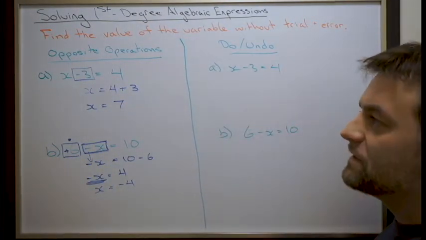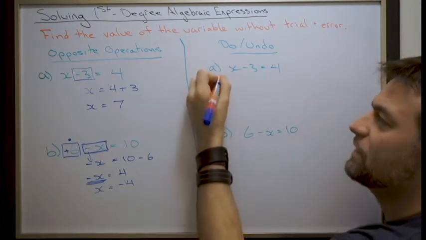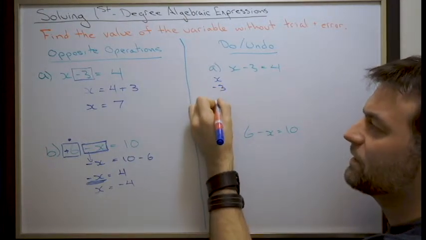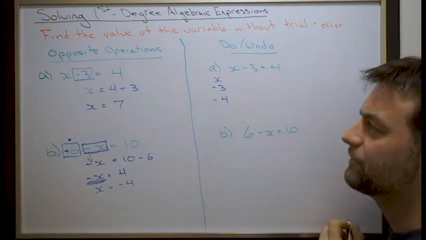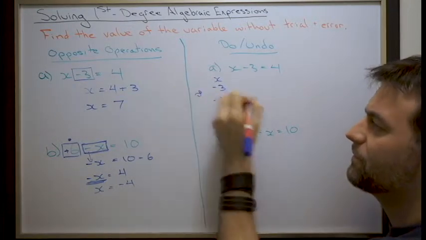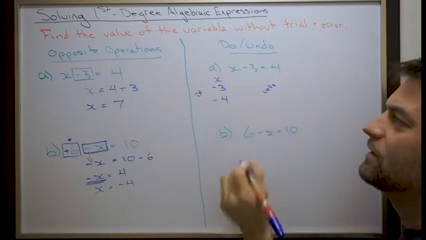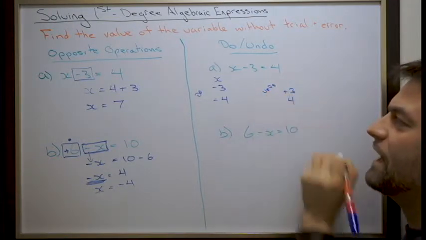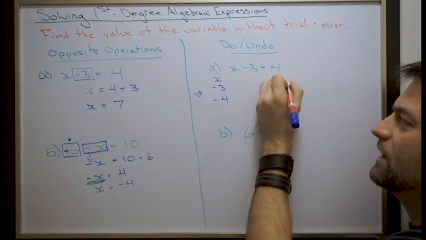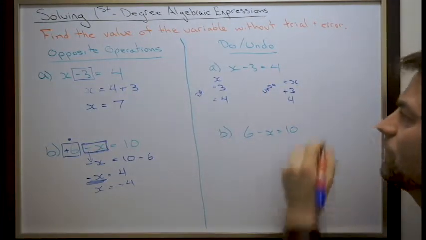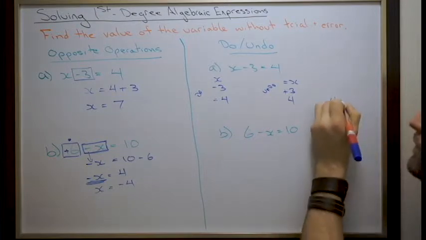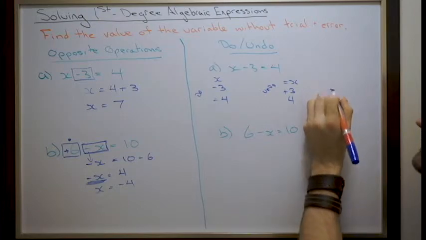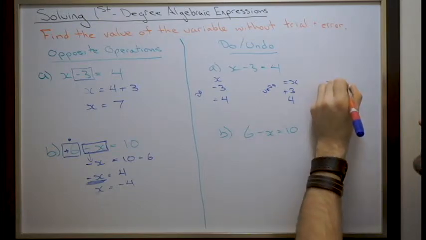If we take a look at this through the do-undo method, we would start with x, subtract 3, and get 4. So that's our do. To undo that, we would start with 4, do the opposite of everything, add 3, and then get our x. So, starting with 4, we would add 3 to get 7, and then that 7 would be our x.